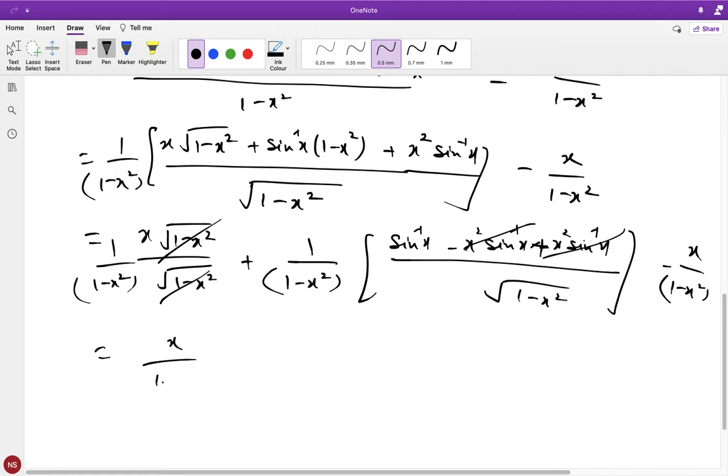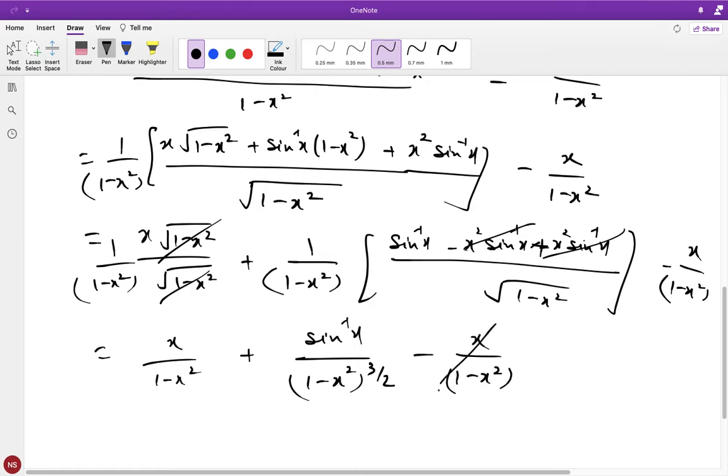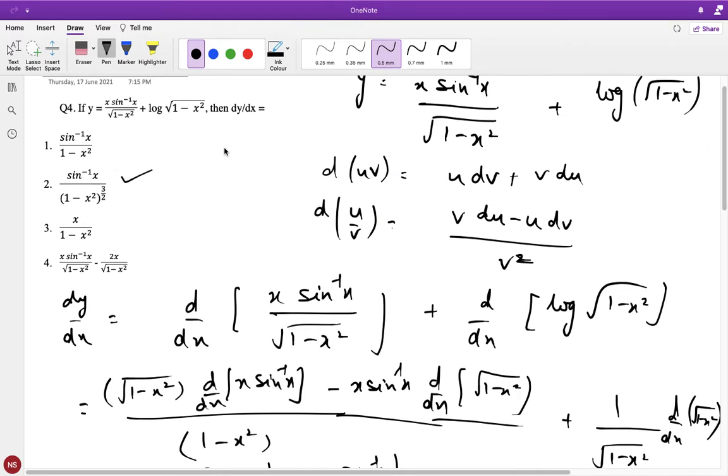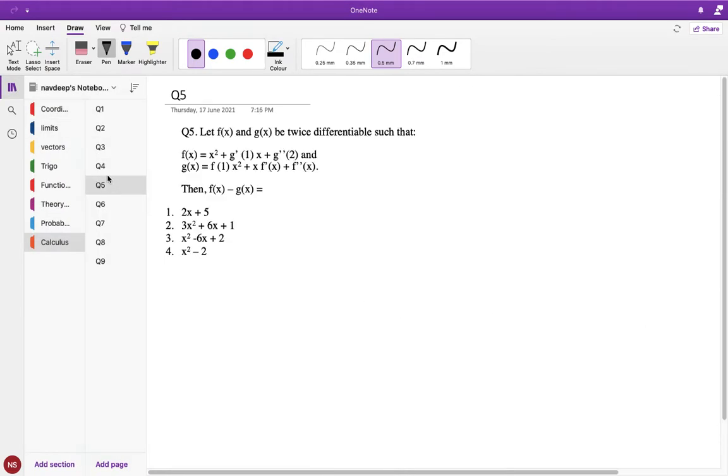So this is x by 1 minus x square plus sine inverse of x by 1 minus x square raised to the power 3 by 2. 1 plus half is 3 by 2. Now this is cancelled. You are just left with sine inverse of x by (1 minus x square) to the power 3 by 2. So this option. Next question.